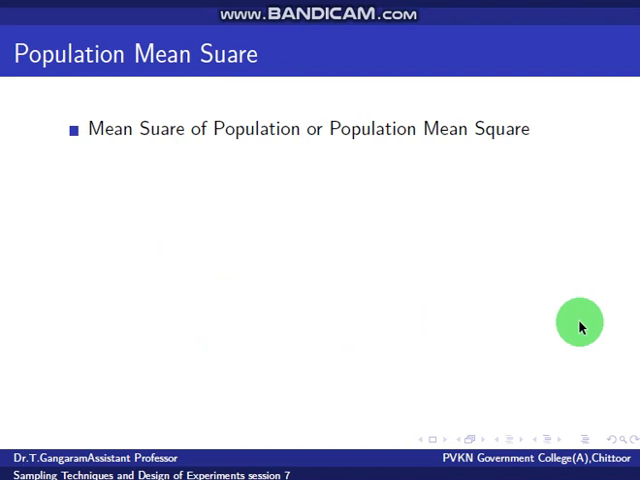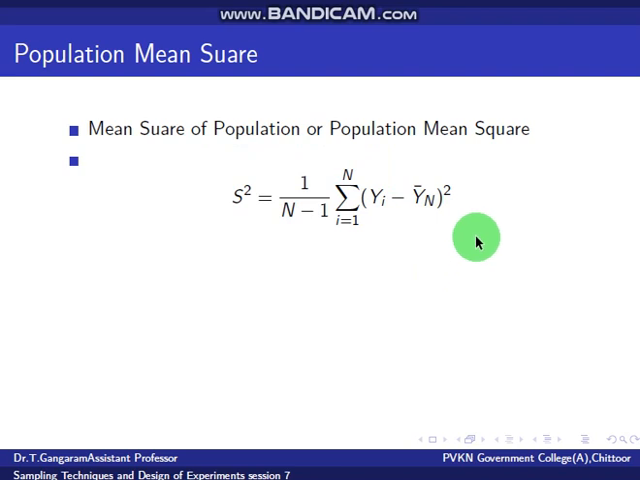Here, mean square of population or population mean square is given by S square is equal to 1 by N minus 1 into summation i is equal to 1 to N, yi minus Y bar N whole square. This is similar to variance, but here N minus 1 is the only difference. For variance, it is 1 by capital N.